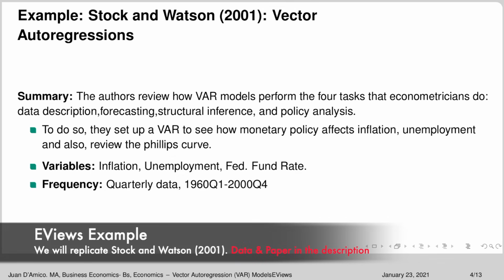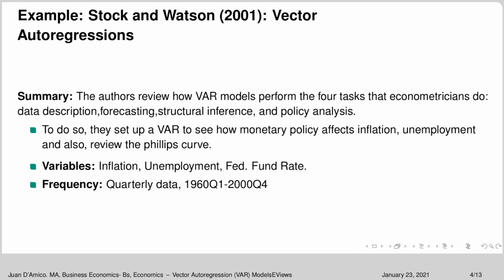So now let's take a look at our example, which is a Stock and Watson 2001 paper called Vector Autoregressions. What we are going to do now is follow an example step by step. We're going to be replicating this research paper using vector autoregression models. As a summary, the authors review how VAR models perform the four tasks that econometricians do, which are data description, forecasting, structural inference, and policy analysis. In order to do so, they set up a VAR model to see how monetary policy affects inflation and employment, and also review the Phillips curve.